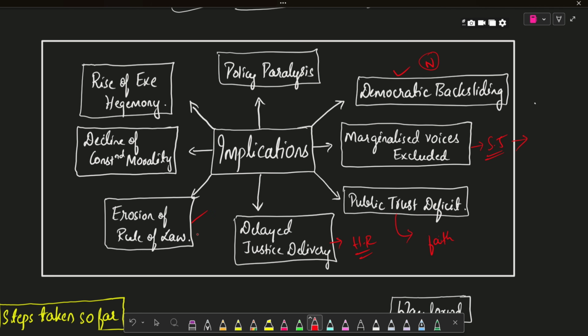Erosion of rule of law whenever there is ignorance of recommendations of these bodies. Decline of constitutional morality through selective institutional application. Rise of executive hegemony if counterbalancing institutions weaken. And lastly, policy paralysis when key bodies fail to function. For example, lack of local action.